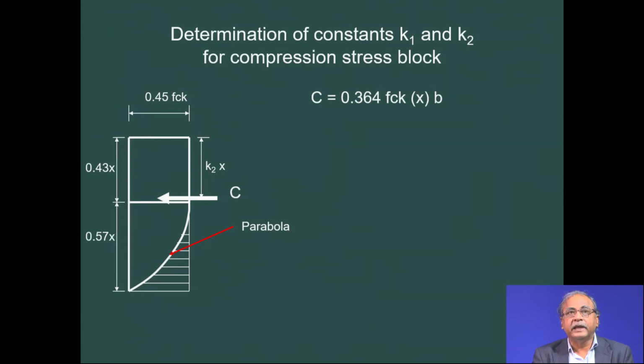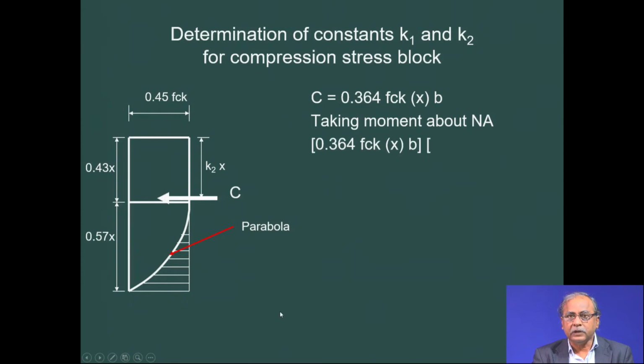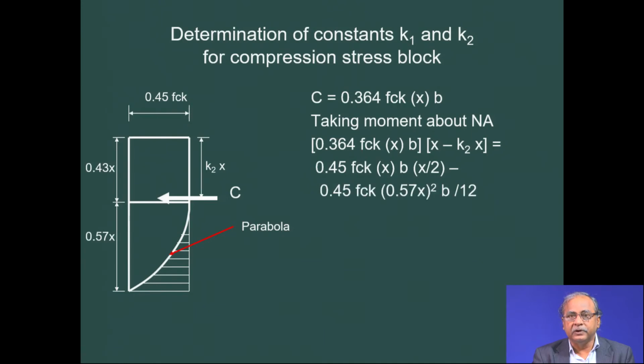Then what about the value of K2? So, 0.364 fck x b we have got. Now, taking moment about the neutral axis, which is at the bottom: 0.364 fck x b into (x minus K2x), that means this portion is K2x and this portion is x minus K2x, will be equal to 0.45 fck x b into x by 2 minus 0.45 fck into 0.57 x square into b by 12. So, this is the value we shall get.